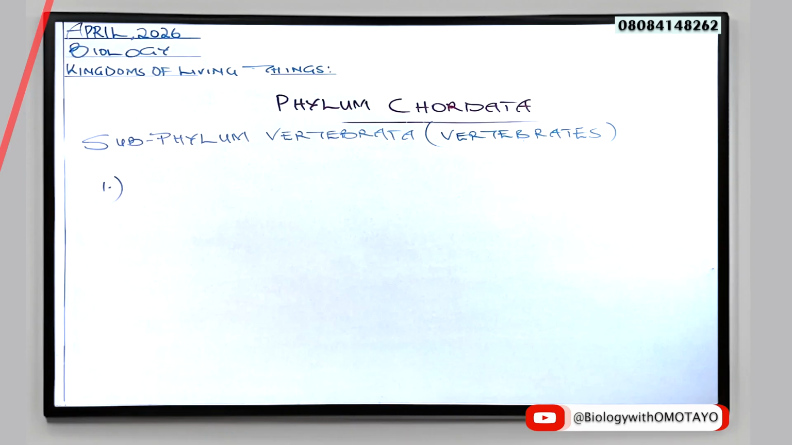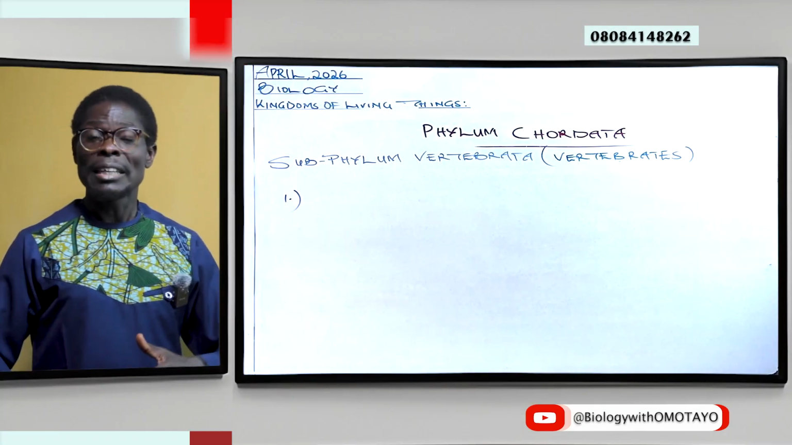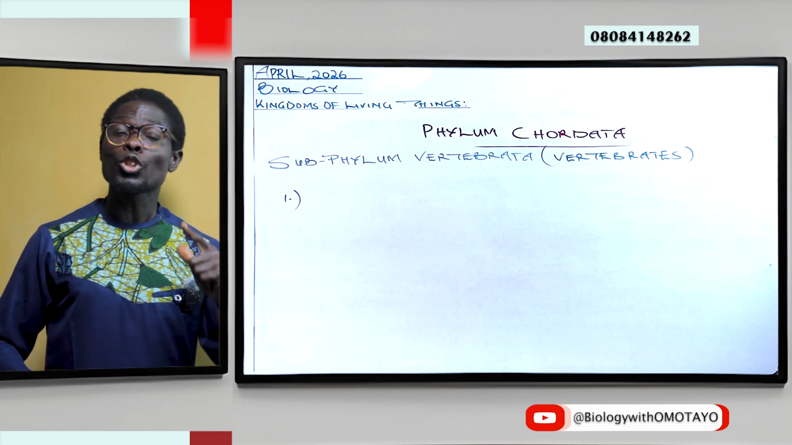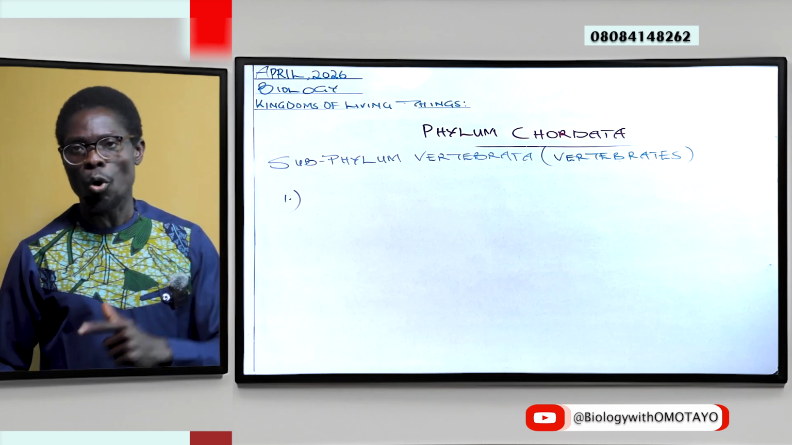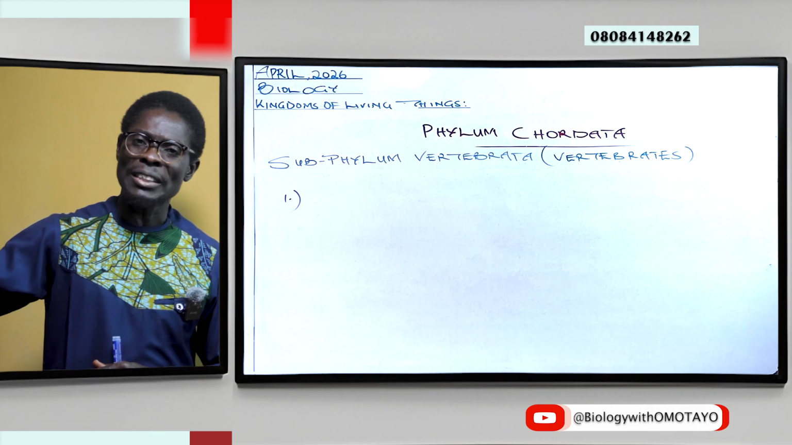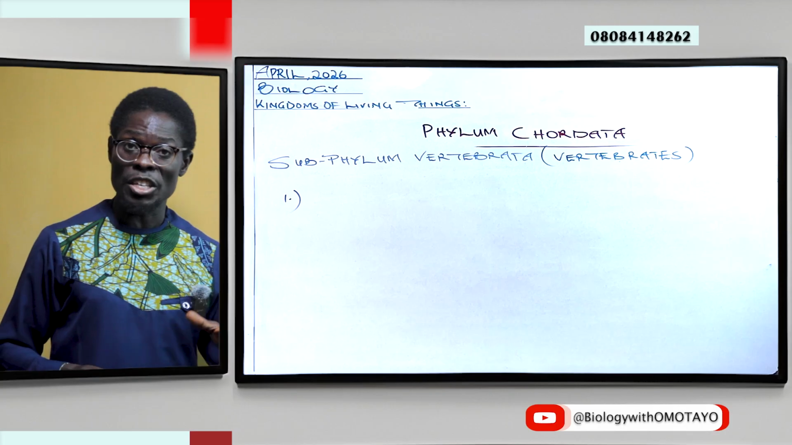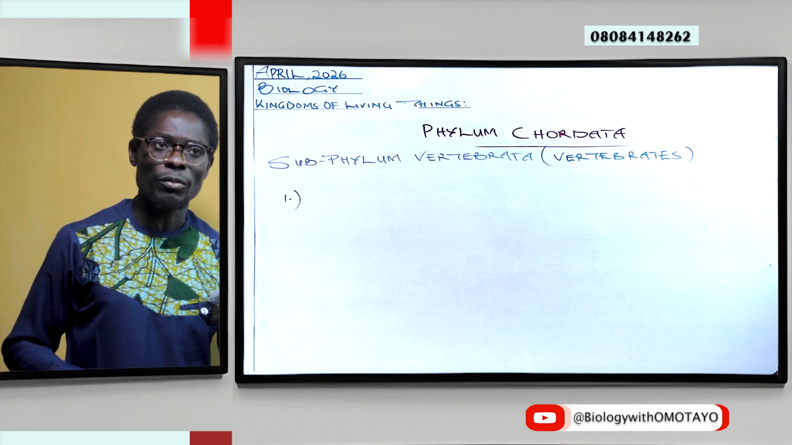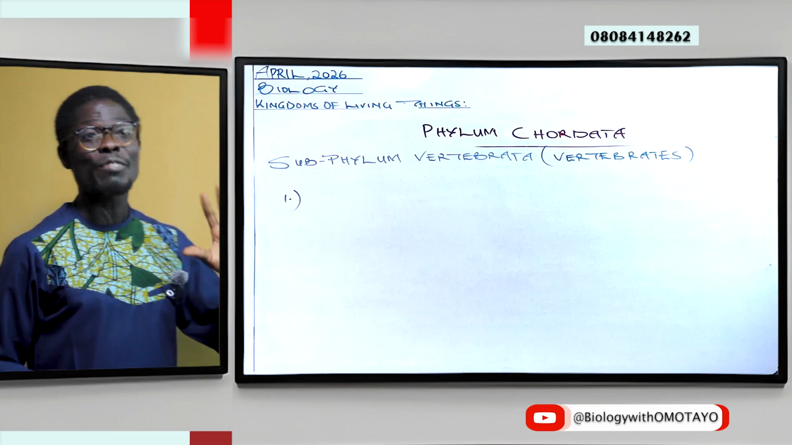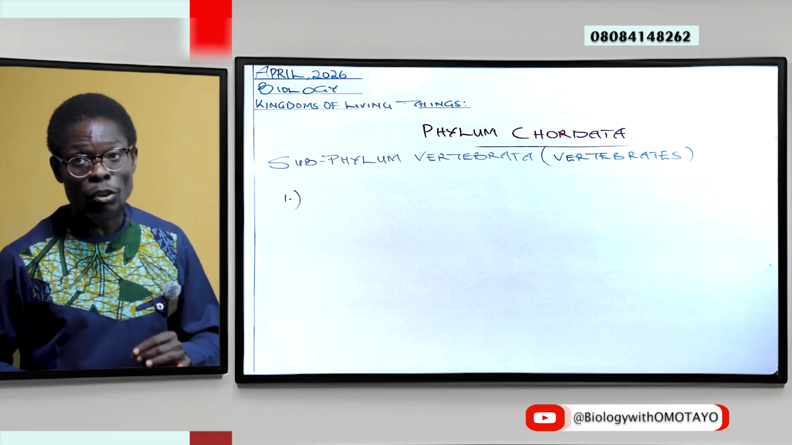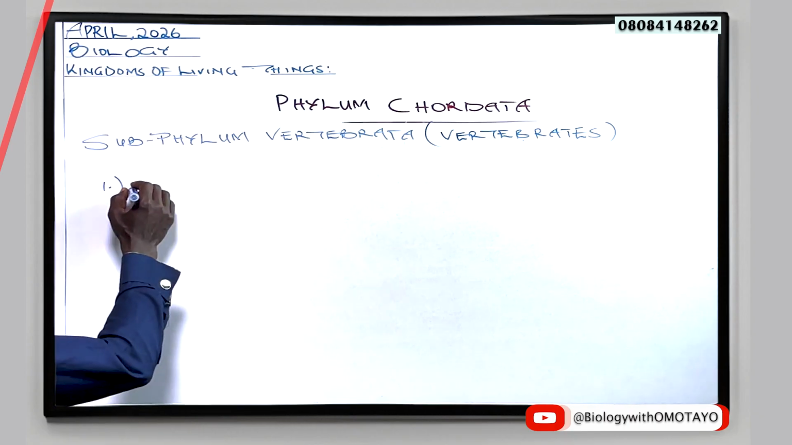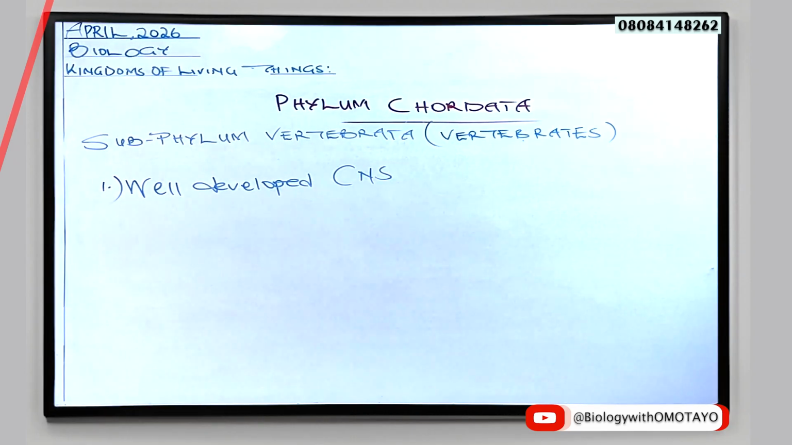As it has been established much earlier, for an organism to be under Vertebrata, such organisms have a spinal cord. It started as a notochord during the developmental stage and further got differentiated into a spinal cord at an advanced stage. Added to this is the fact that organisms under Vertebrata have a well-developed central nervous system, which we simply abbreviate as CNS.